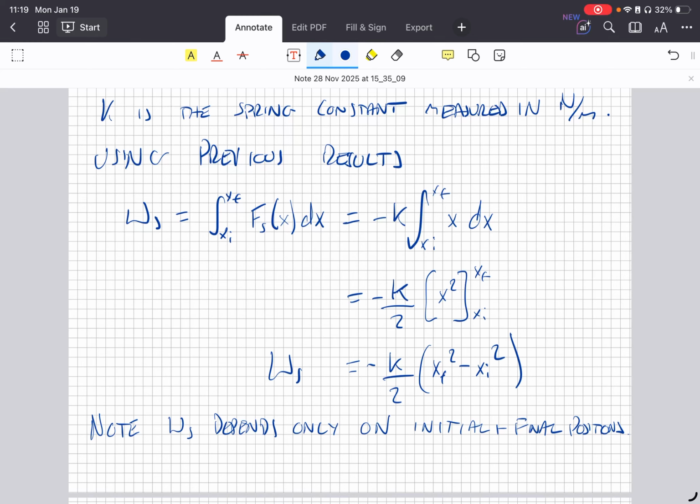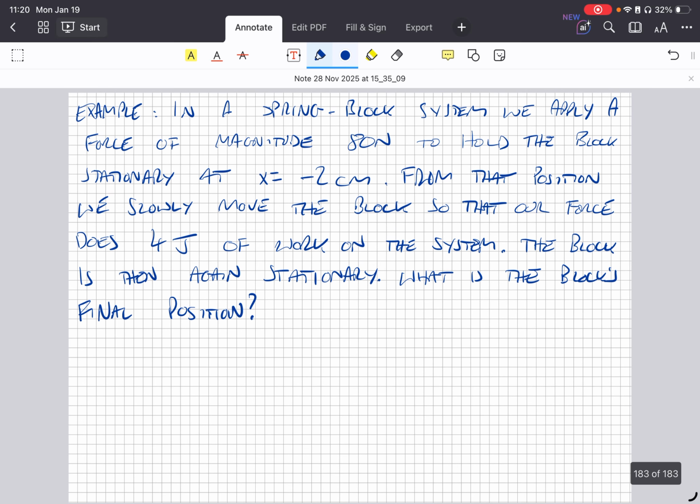So in the previous video, we discussed this idea of the work done by a spring. And using Hooke's law, we were able to show that the work done by the spring is given by this expression, where K here is the spring constant. The work done then simply depends on the final position and the initial position of the block attached to our spring. And so let's see an example of how we do that.